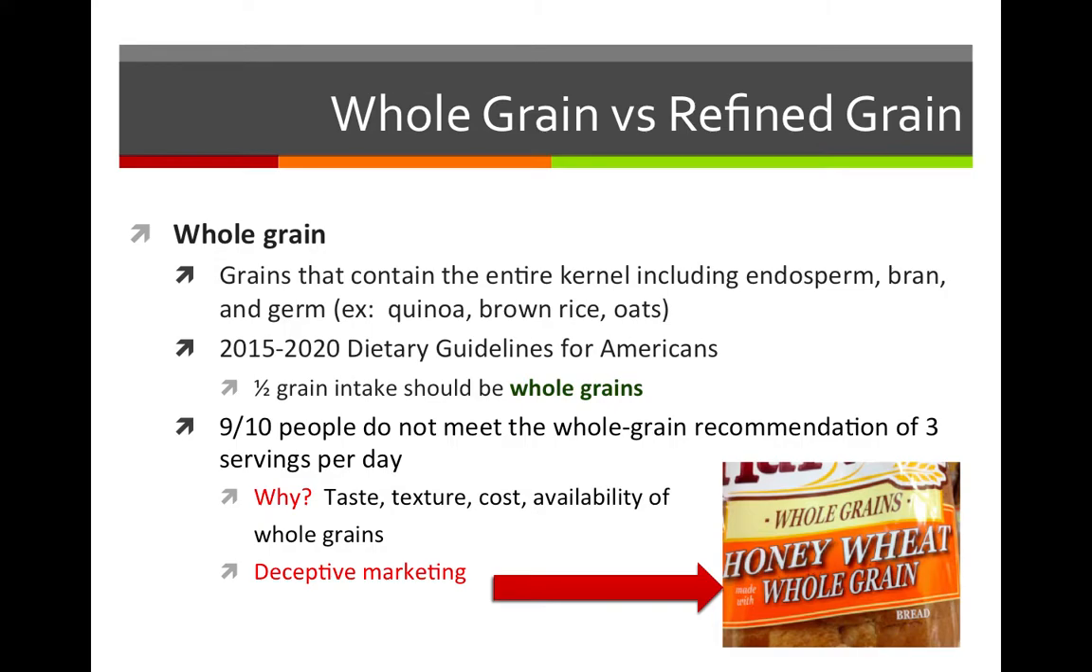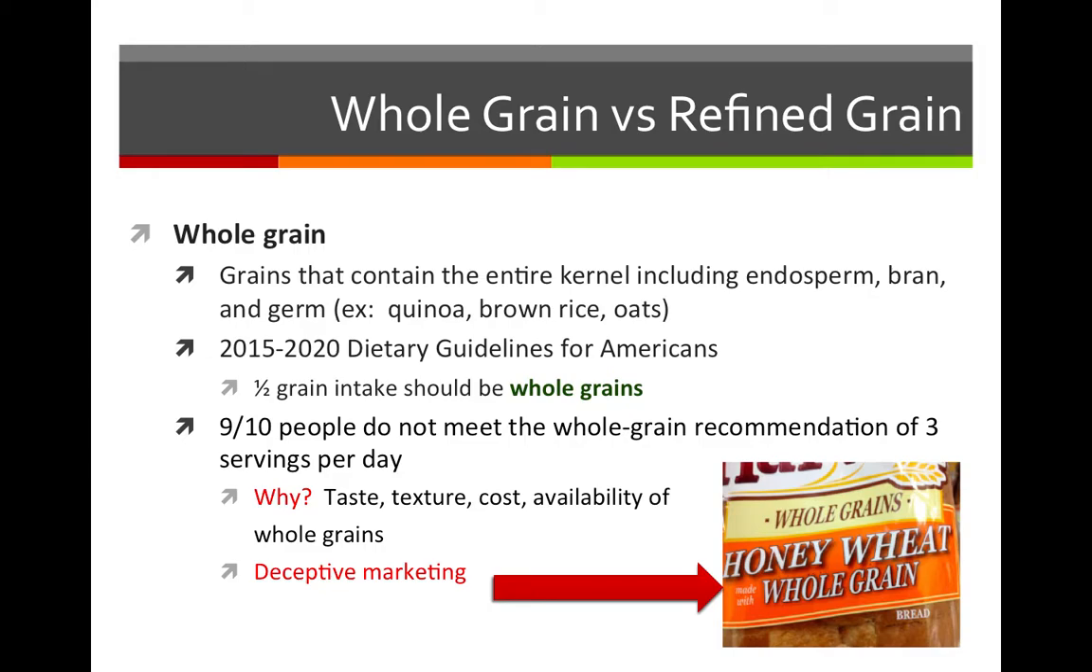Okay, now shifting gears away from carbohydrates that sweeten foods, I wanted to briefly touch on complex carbohydrates, especially whole grains versus refined grains. Whole grains are those that contain the entire kernel, including the endosperm, bran, and germ. And some examples of these are quinoa, brown rice, and oats.